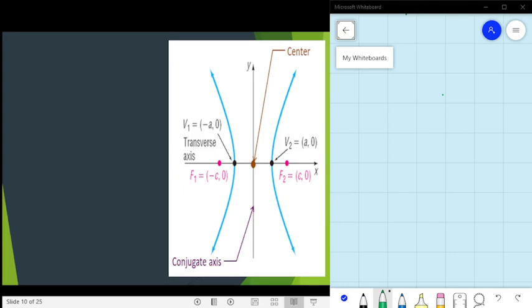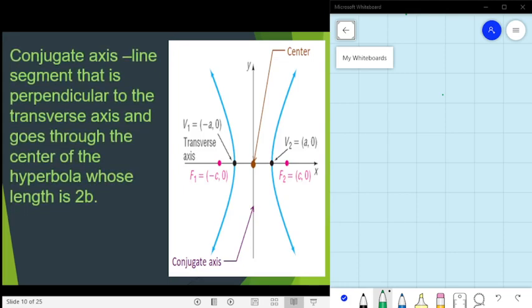Okay. Another one is the conjugate axis. What is the conjugate axis? It is the line segment that is perpendicular to the transverse axis and goes through the center of the hyperbola, whose length is 2b. So actually, it is the line segment connecting the two co-vertices. That is also where the distance is 2b.